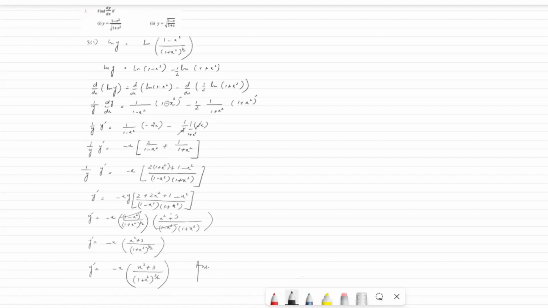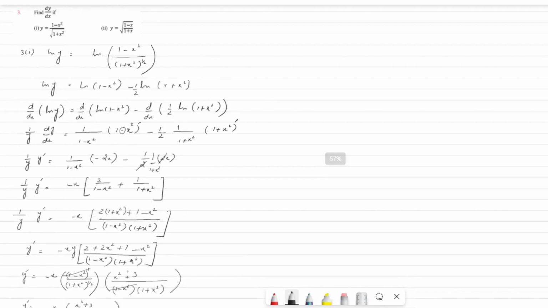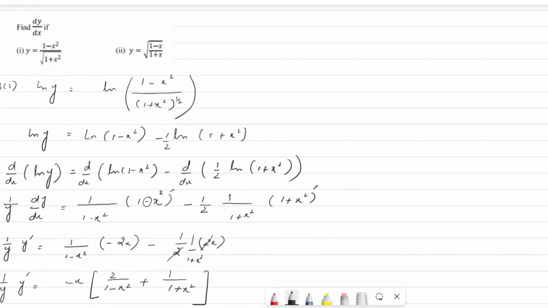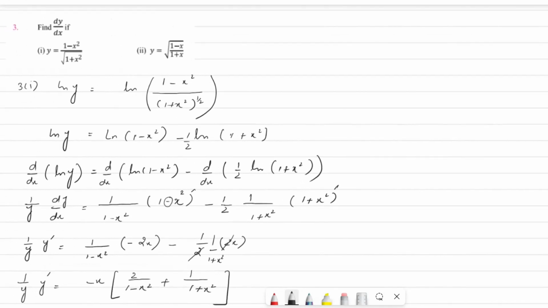Now let's move to its second part. Here is the second part: y is equal to under root (1 minus x) by (1 plus x). Again we can resolve it by the simple method of differentiation, but it would be easier if we take ln on both sides of the equation and evaluate ln, and afterwards take the derivative on both sides. Same as we did in question number 3, first part. So let's resolve this part as well.